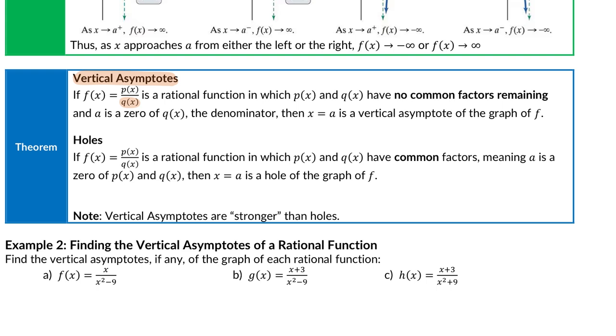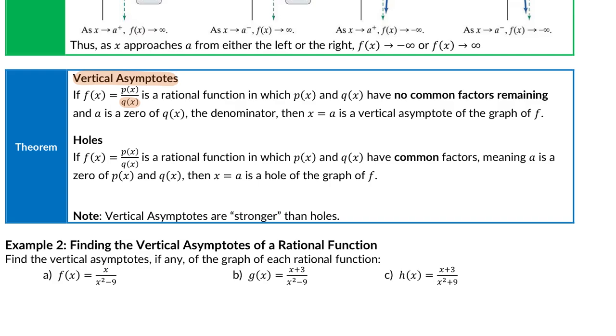So again, our vertical asymptotes come from the rational function in which p and q have no common factors remaining, and it's a 0 of that particular denominator in the bottom. Okay, so the number that you found when you set the denominator equal to 0 is the location of your vertical asymptote.